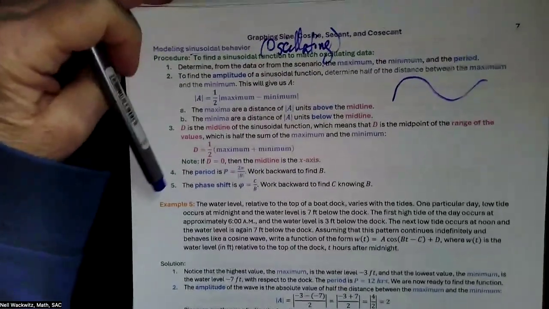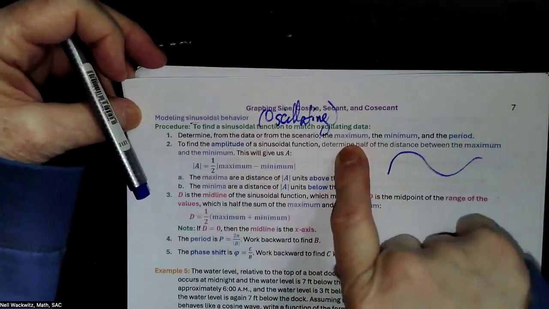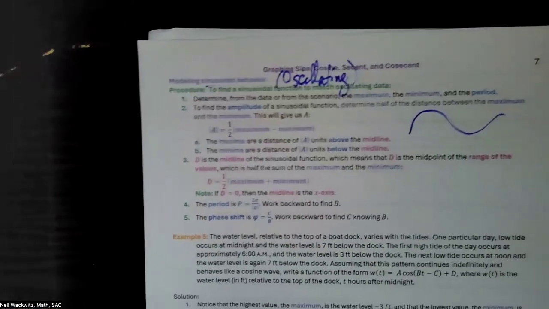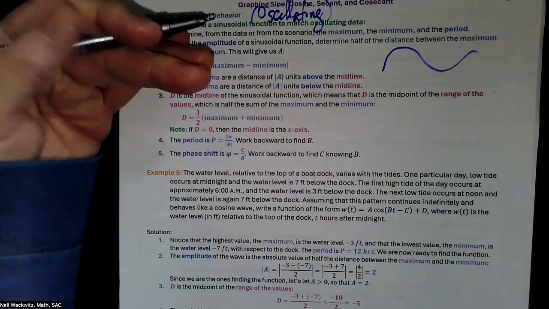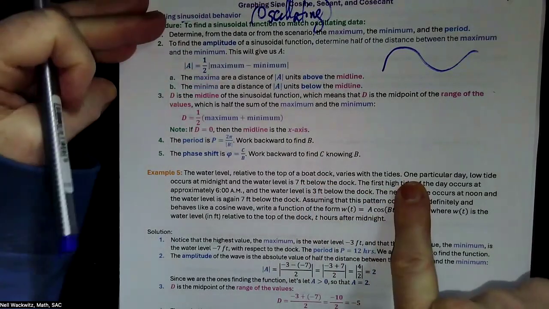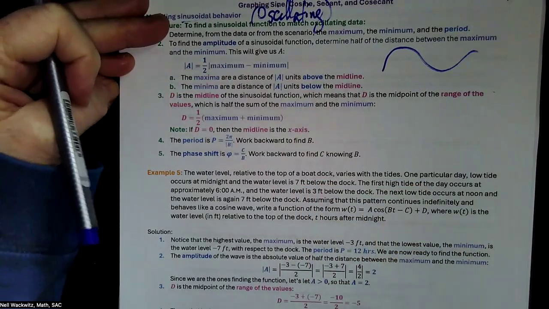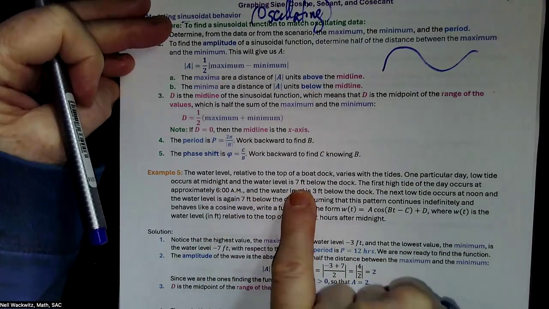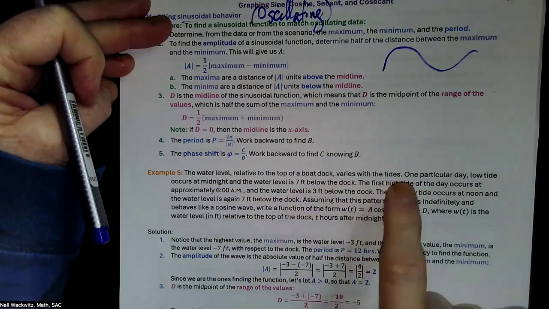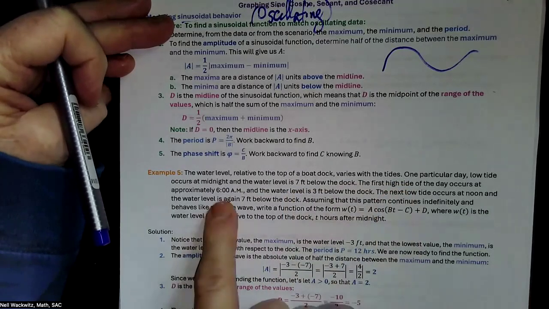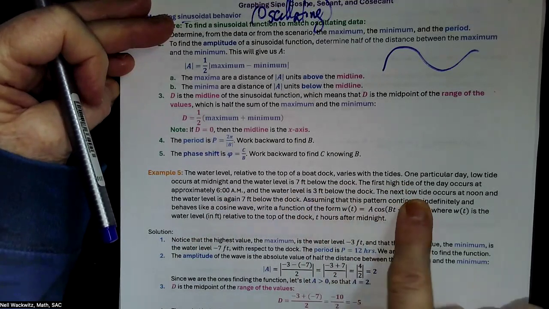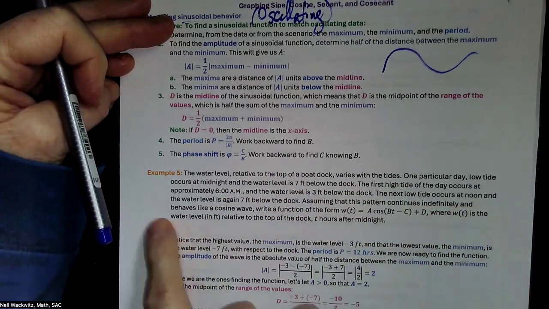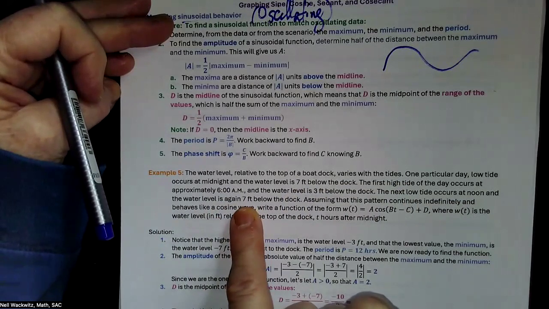So let's do that. Let's look at a problem and find the min, the max, and the period. So here we go. The water level relative to the top of a boat dock varies with the tides. One day, low tide occurred at midnight and the water level was 7 feet below the dock. The first high tide of the day occurred at 6 a.m. The water level was 3 feet below the dock. The next low tide occurred at noon and the water was back to 7 feet below the dock.